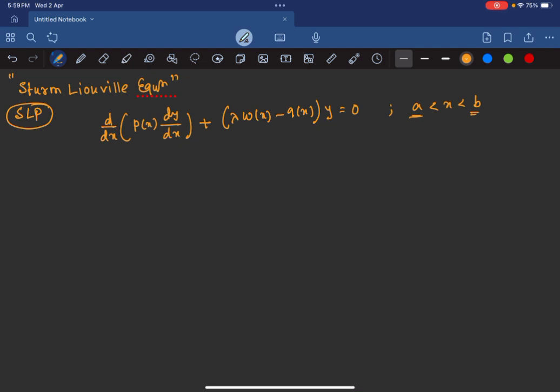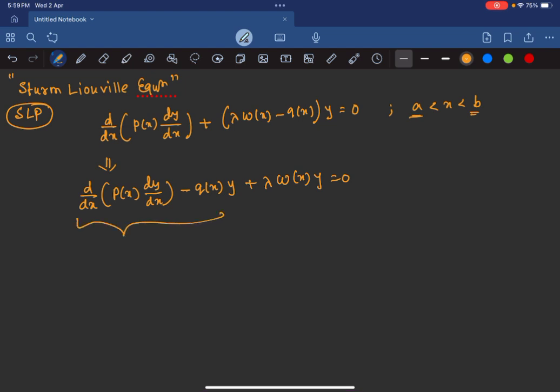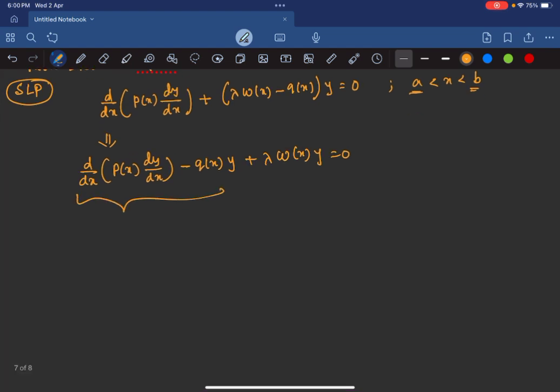Now this part of this equation, d/dx of p(x) dy/dx minus q(x) y plus lambda omega(x) y. Okay, this part is actually one important operator which is known as the self adjoint operator.